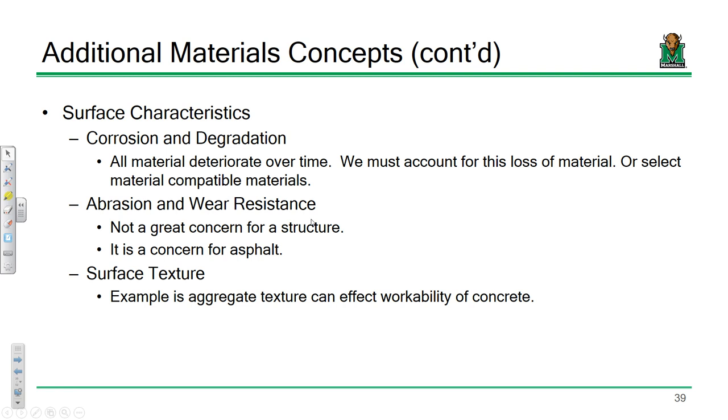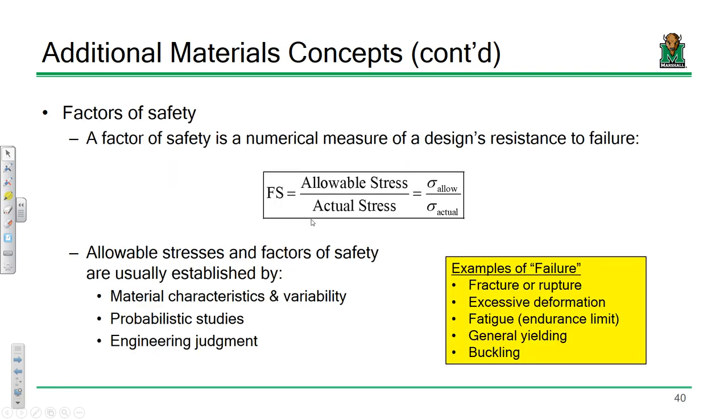Additional non-mechanical concepts. What about corrosion and degradation or surface characteristics? If we're talking about a material, all materials corrode, all materials deteriorate over time. We need to account for that, and we also need to select materials that are compatible with one another. What about things like surface texture? For instance, we're looking at coarse aggregate, at gravel. Gravel is one of the main components that goes into concrete, okay? And an aggregate surface texture, whether or not it's smooth or rough, can affect the workability of that concrete. So it's a really important characteristic that needs to be accounted for.